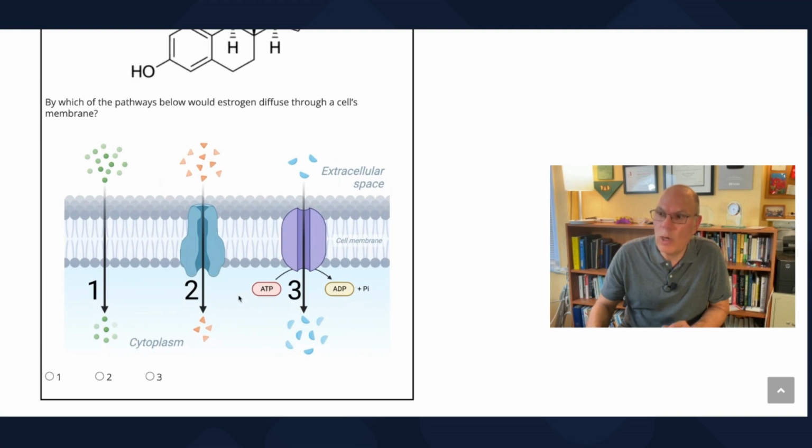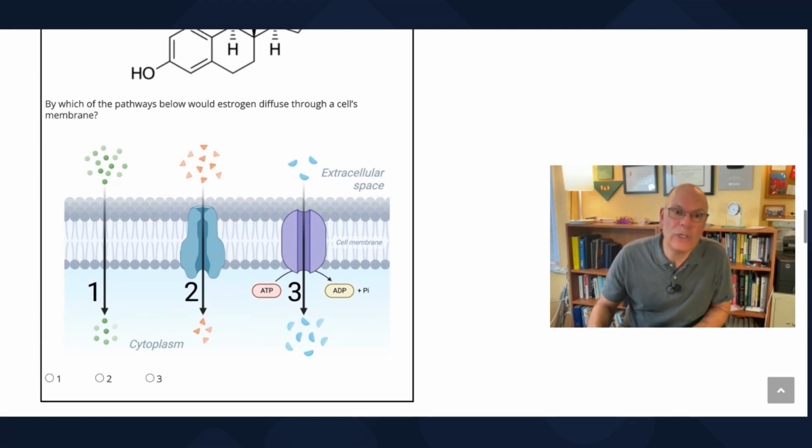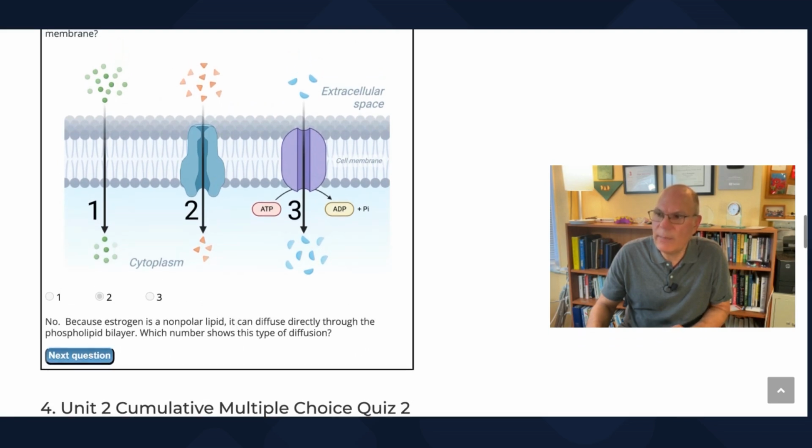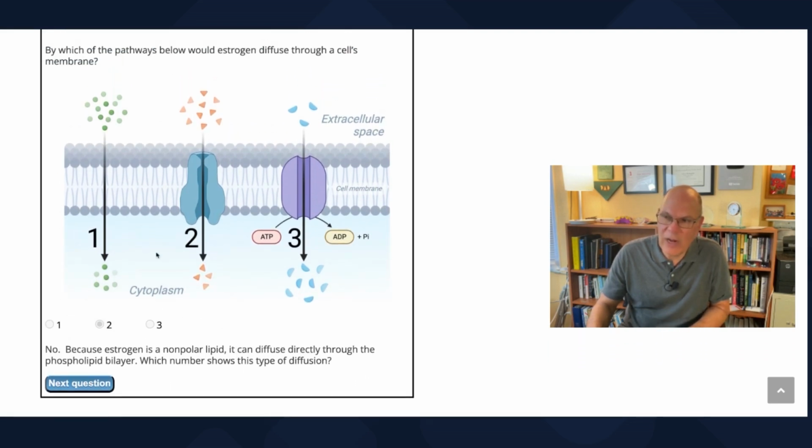1, 2, or 3? Now, just to demonstrate something, I'm going to show you what happens on learn-biology.com if you were to choose a wrong answer. Let's say you chose 2. Here's what the program is telling you. It says no. Because estrogen is a non-polar lipid, it can diffuse directly through the phospholipid bilayer. Which number shows this type of a diffusion? I'm looking at the diagram and I'm seeing, oh, it's number 1. I'm going to remember that when that question cycles around next time.